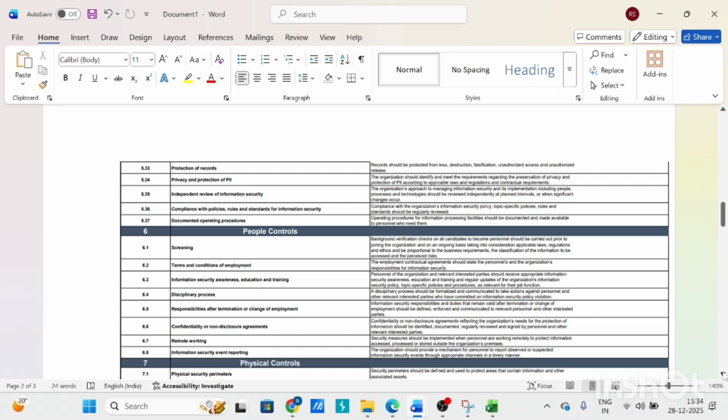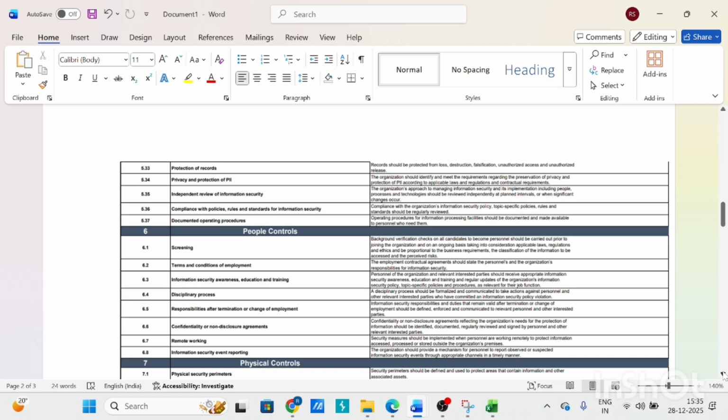6.2 talks about the terms and conditions of employment, where the employment contractual agreement should state the personnel and organizational responsibilities for information security. Information security awareness, education, and training are the most important in the people controls, where it talks about the personnel of the organization and relevant interested parties should receive appropriate information security awareness, education, and training and regular updates of the organization's information security policies, topic specific policies, and procedures as relevant for their job functions.